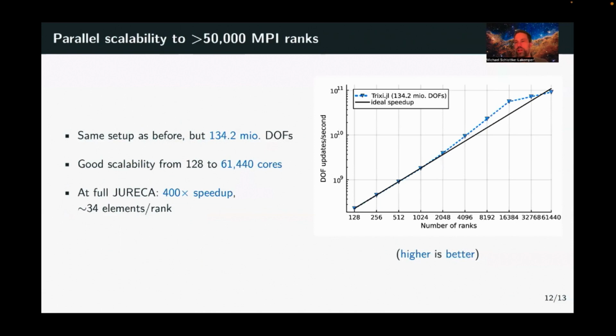And now we were able to do a scaling to a much higher node count. Actually, we used the same setup as before. We just increased the initial resolution. We're still using the inviscid Taylor-Green vortex, but now with 134 million degrees of freedom. And we can see, again, we have good scalability from 128 cores to over 60,000 MPI ranks, which is the full Eureka machine. So we were not able to scale this any higher on this machine. Still, it's a very nice 400x speedup. And at the high core count, we actually have only 34 DG elements left per MPI rank.